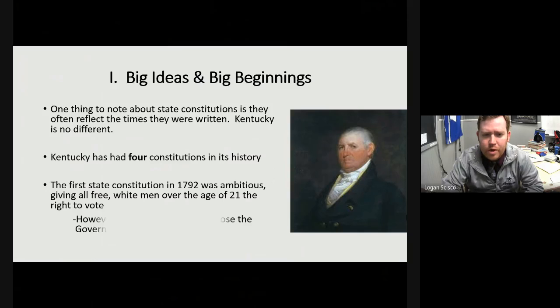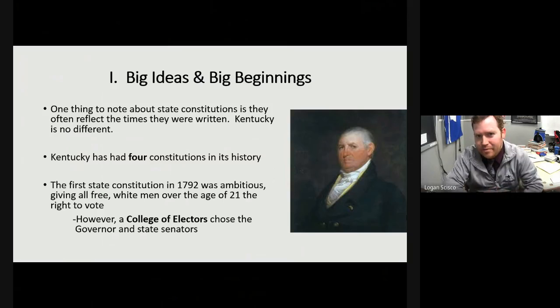And we also created some provisions there to limit the power of voters, even though we gave the right to vote. For example, our first governor of Kentucky was Isaac Shelby. His picture is right here in the presentation. He was a Revolutionary War veteran. He was very important in fighting the British and the Native Americans here in Kentucky. But he was not chosen directly by voters. Voters did not directly vote for Isaac Shelby in the 1792 gubernatorial elections in Kentucky. Instead, he was chosen by a college of electors.